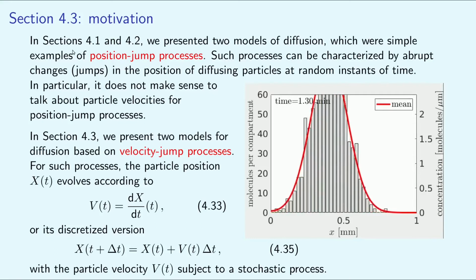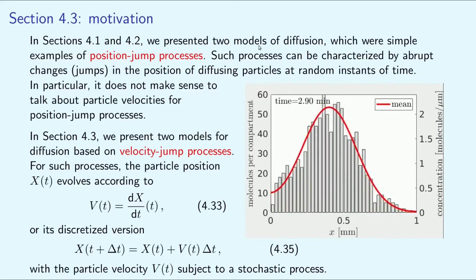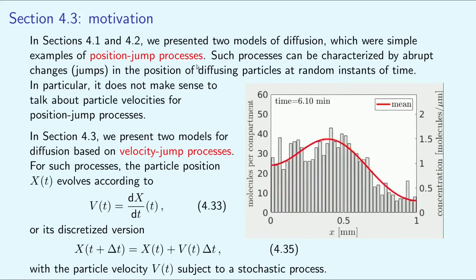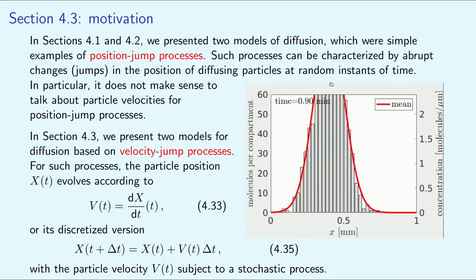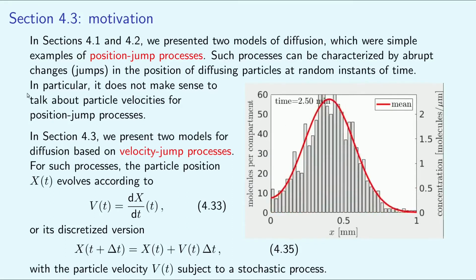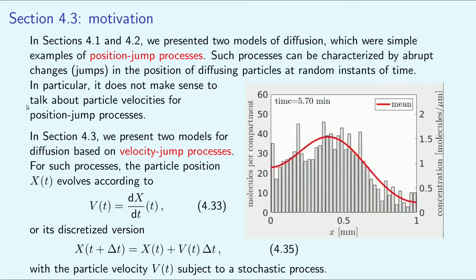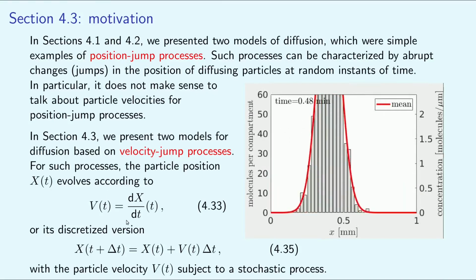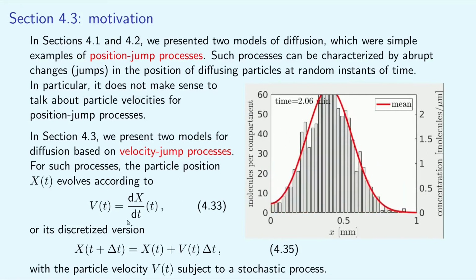In sections 4.1 and 4.2, we presented two models of diffusion, which were simple examples of position jump processes. Such processes can be characterized by abrupt changes in the position of diffusing particles at random instants of time. In particular, it does not make sense to talk about particle velocities for position jump processes. If we formally define the velocity as the derivative of the position by this formula, then such a derivative would be infinite whenever a position jump occurs instantaneously and zero when a position jump doesn't occur.